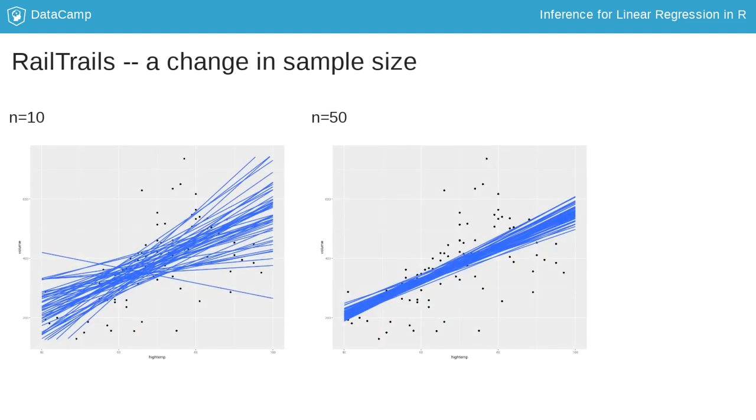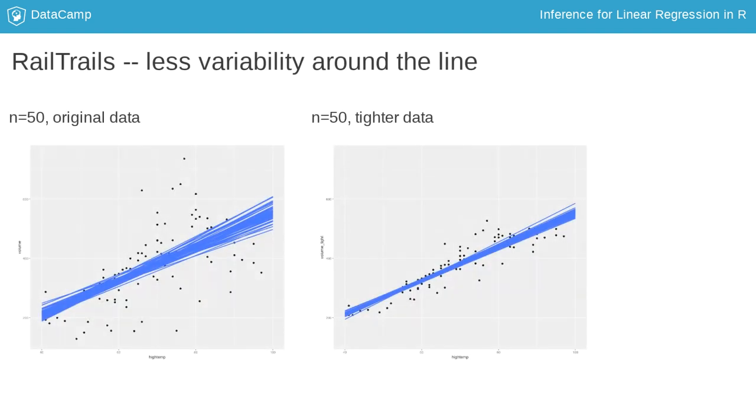In the images above, we consider the RailTrail data again, but this time we've repeatedly sampled from the original data with smaller sample sizes, n equals 10 on the left and n equals 50 on the right. We can see that with very small sample sizes, like n equals 10, the variability of the lines is much higher than with samples of size n equals 50. The original dataset had 90 observations, and so is likely to be even less variable in selecting from the population than the image on the right.